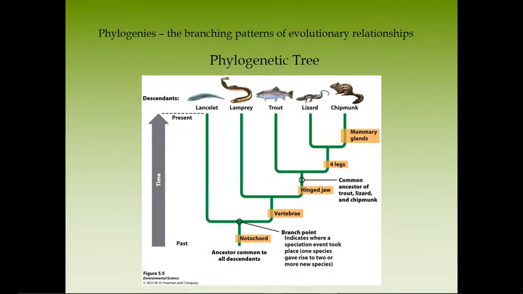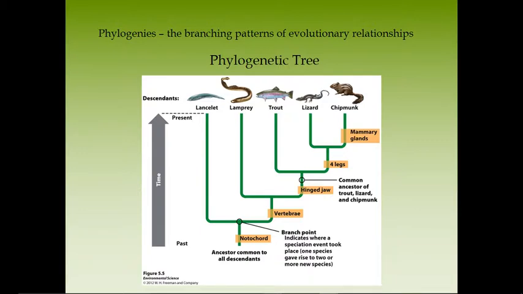A phylogeny is the branching patterns of evolutionary relationships. And I know that sounds like a lot of big words, but once you get a better understanding of it, it isn't that hard to get a grasp of.